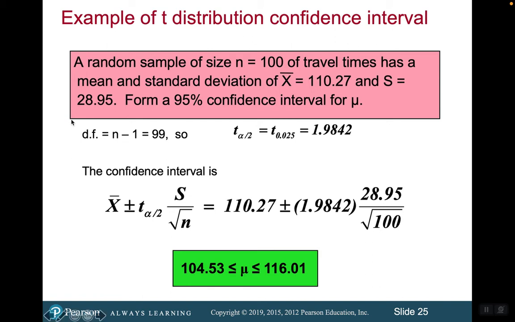Okay, so let's look at another example here. There's a lot of figures, but if you just keep the process in our heads. We look at a random sample of size 100, n equals 100 travel times, which has a sample mean of 110.27 and a sample standard deviation of 28.95. Given that, we want to create a 95% confidence interval for the population mean.